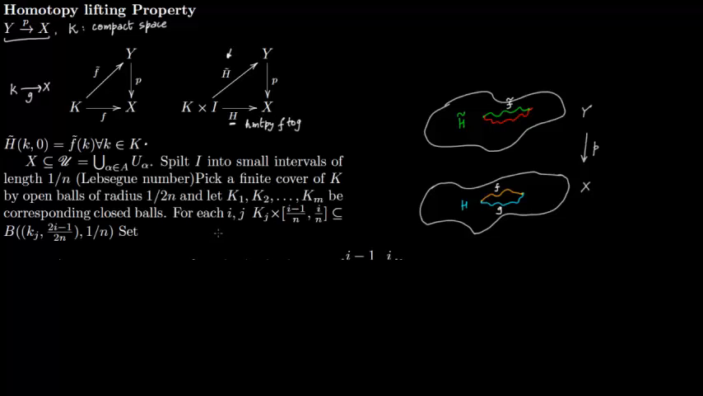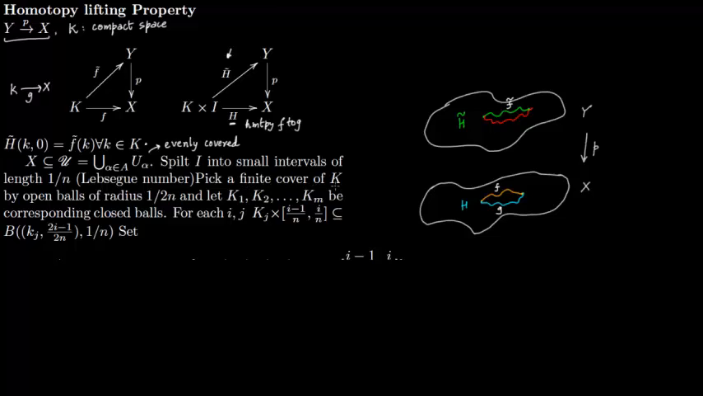So let us see this. Just like in the previous case, you have an open cover of space X, and all these sets are evenly covered by P. As before, you split I into small intervals of length 1 by n. You could choose n to be very large, so 1 by n would be very small.